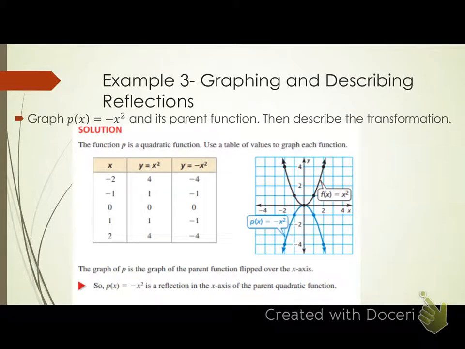So, same thing. I'm plugging values into my function that it wants me to graph: negative x squared. So I'm going to plug the same values in. Plug negative 2 in here. What's negative 2 squared? 4. It's got the negative in front of it, so it's negative 4. It just changes the sign. So negative 2, negative 4 is my next ordered pair. Plug negative 1 in. What's negative 1 squared? 1. And then it's got this negative in front of it, so it becomes negative 1. 0 squared is 0. I don't have a negative 0, so it's just 0, 0.